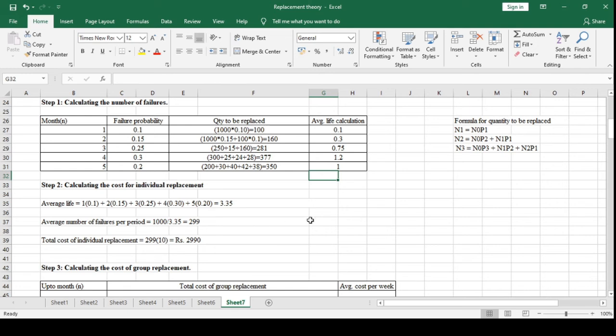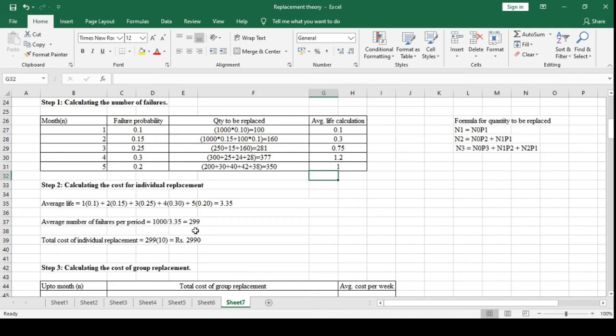That is the total number of bulbs, 1000, divided by the average life. So 1000 divided by the average life is your 3.35. So the average number of failures per period is 299. Okay, so 299 bulbs will fail.